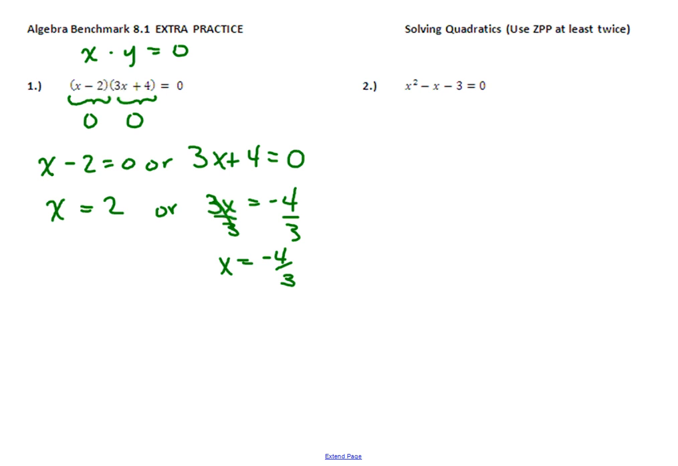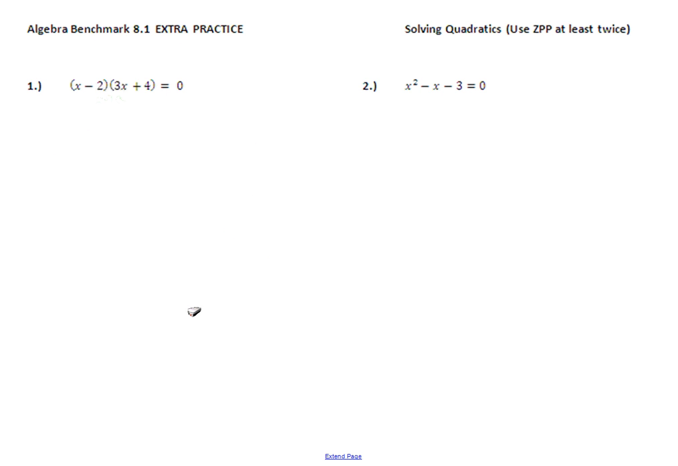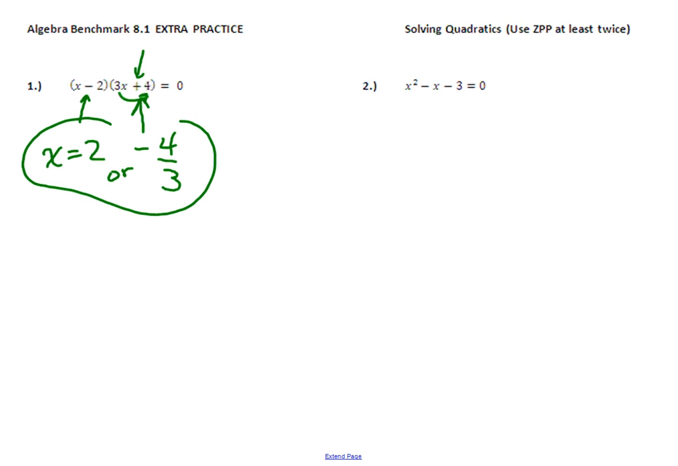Now the shortcut to this: we can just look at it and say, well, what's the opposite of that negative 2? And that's positive 2. And then take that 3 and put it under the 4. And then change the sign. And then just put "or" between those two. So that's the fastest way to do that problem. And I'll use that shortcut later on too.